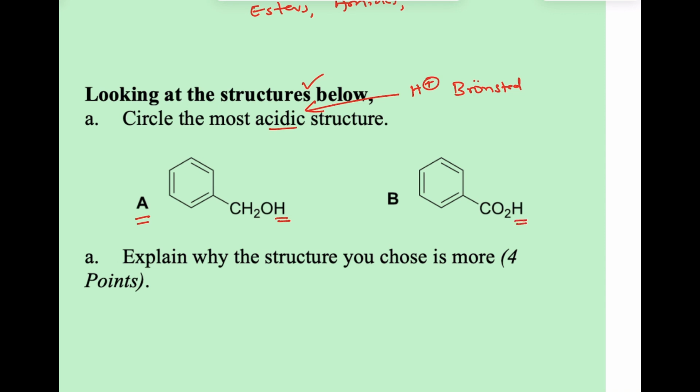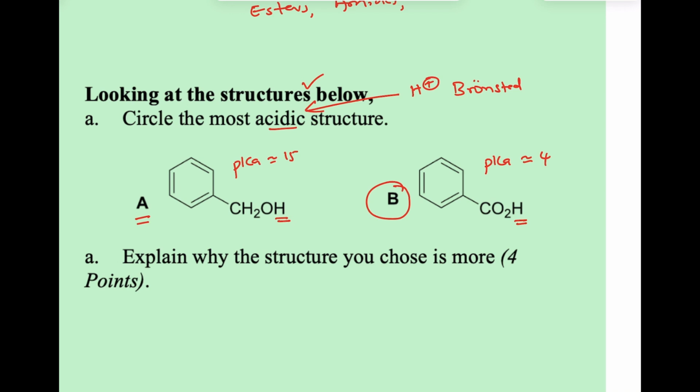Generally, carboxylic acids are more acidic than alcohols. And the reason for that is that carboxylic acids have a pKa of about 4, while alcohols have a pKa of about 15. The lower the pKa, the stronger the acid.